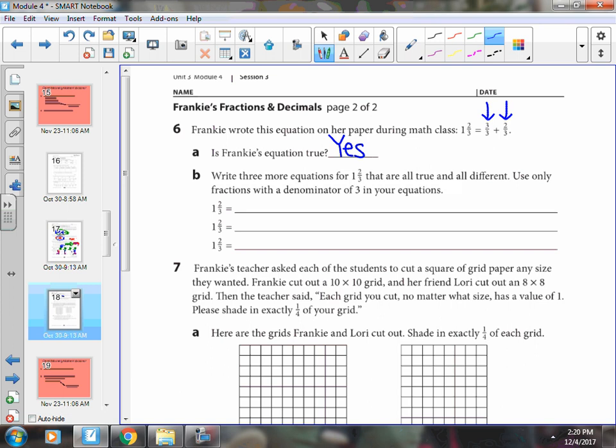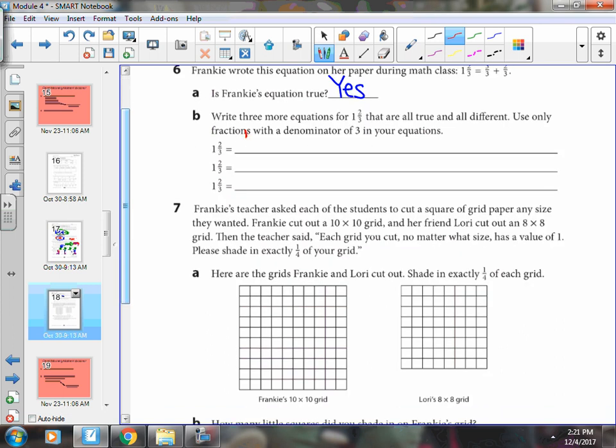It says to write 3 more equations for 1 2/3 that are all true and all different. Our denominator needs to be 3 the whole time. So for 1 2/3, I know that that big old 1 is the same as 1/3 plus 1/3 plus 1/3, because that is 3/3. And if I add another 1/3 and 1/3, that equals 1 2/3. You can have anything, but this is just an example.